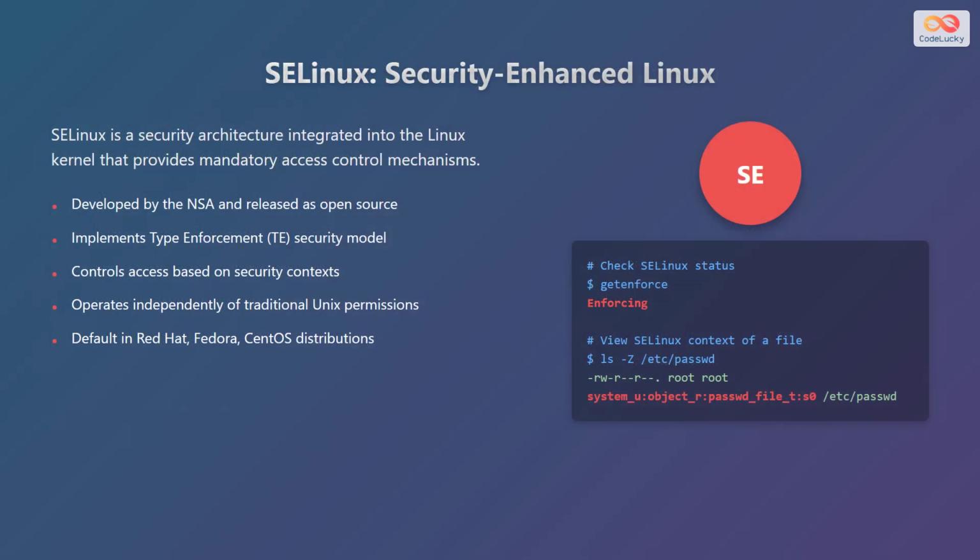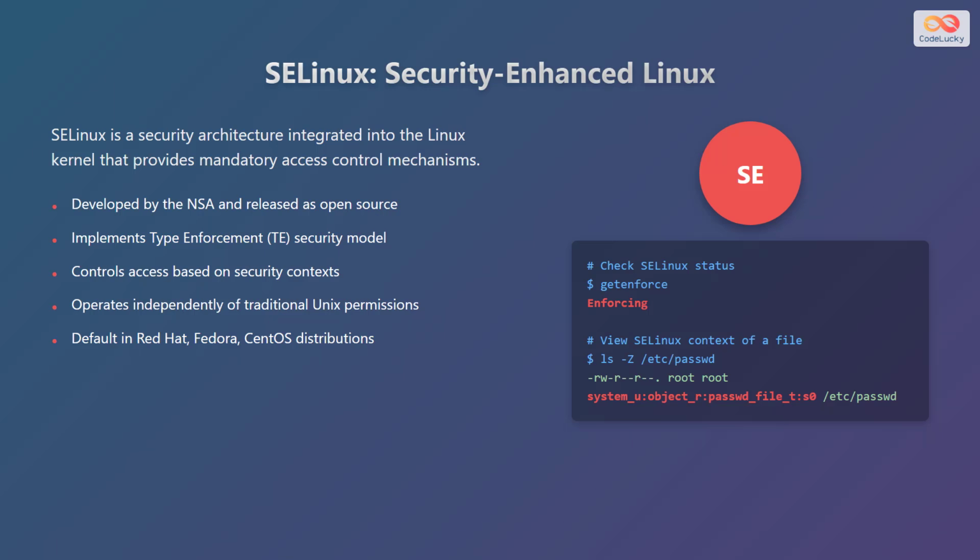Now let's introduce Security Enhanced Linux, often called SELinux, which is a security architecture integrated into the Linux kernel that provides mandatory access control mechanisms. Security Enhanced Linux was developed by the National Security Agency and released as open source. It implements the type enforcement security model. It controls access based on security contexts and operates independently of traditional Unix permissions.